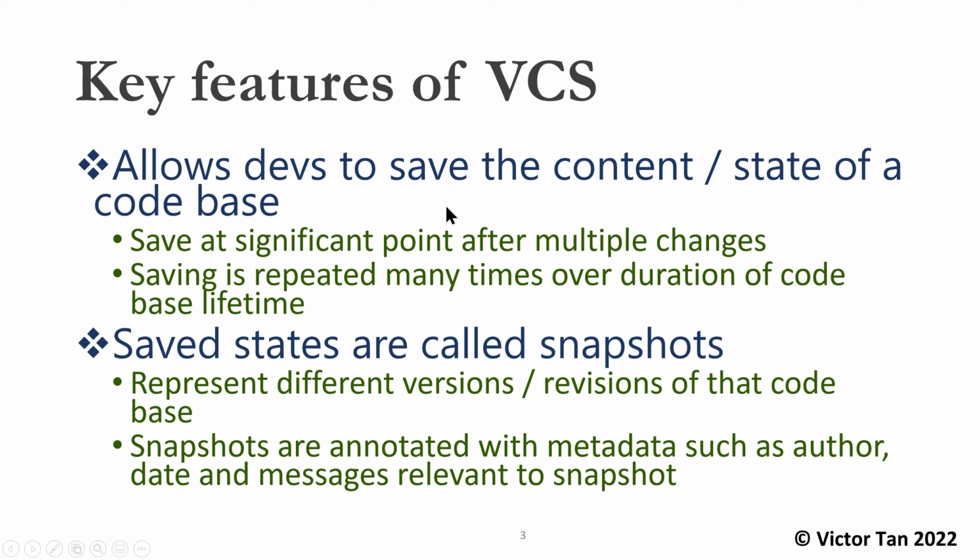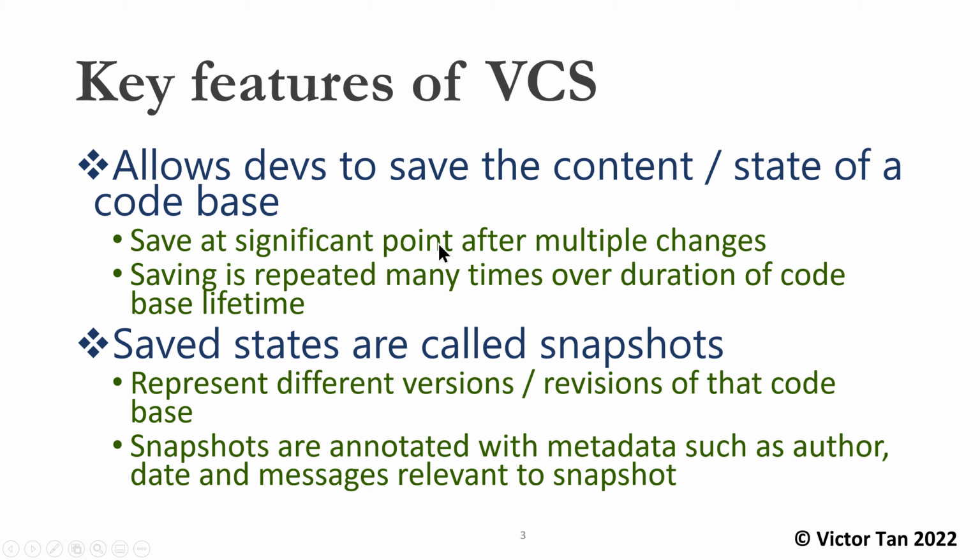The primary one is the ability to save the content or state of a code base. The content here refers to the content of the source code files as well as any other configuration files that constitute a complete code base. As developers work on the code base over time, they are going to make changes such as creating new files, modifying and deleting existing files. After a series of such changes, they are going to reach a point which can be considered a milestone towards the completion of the application.